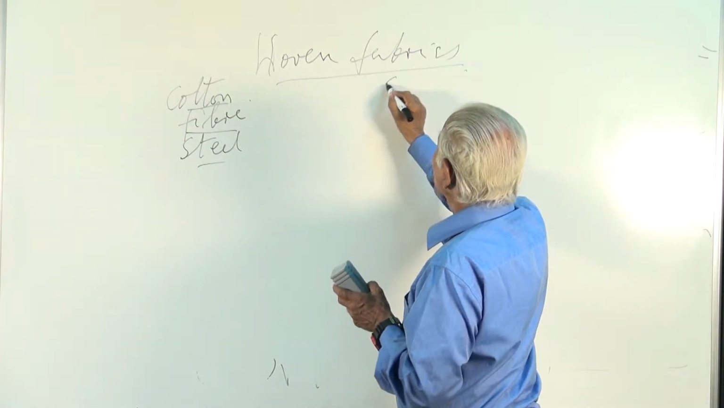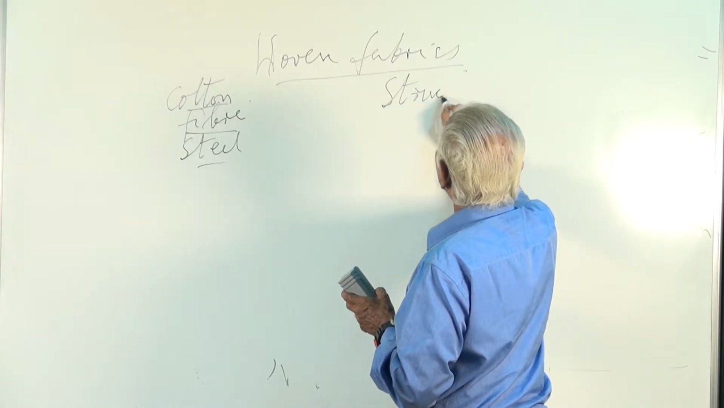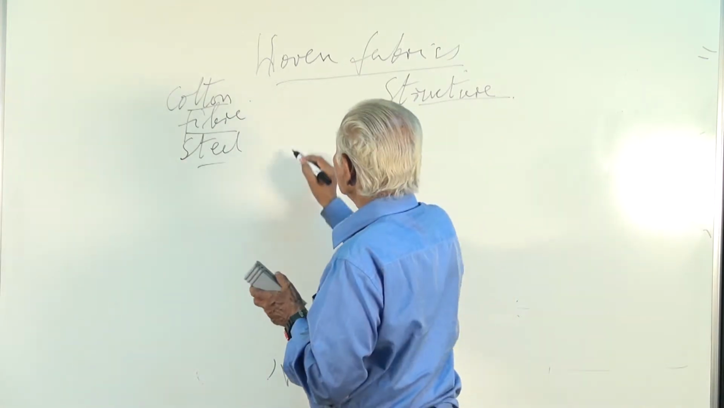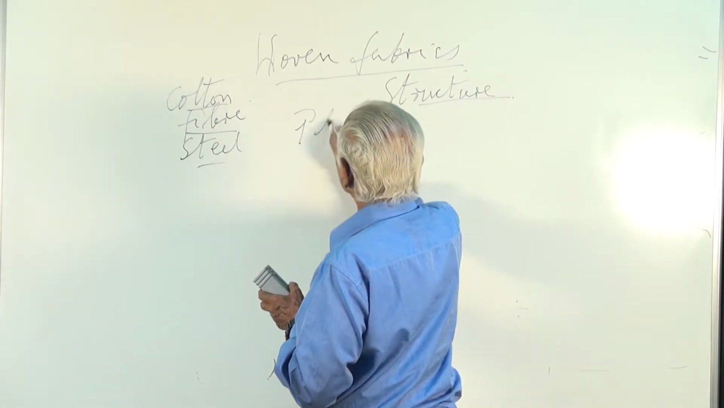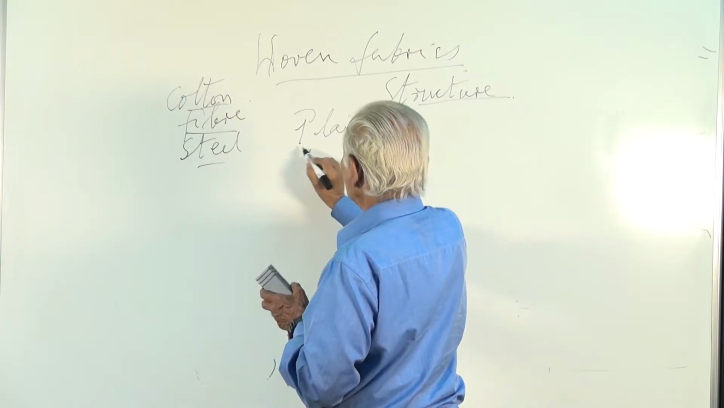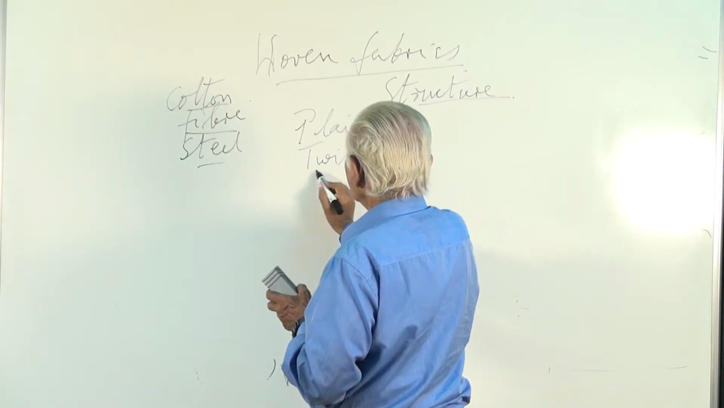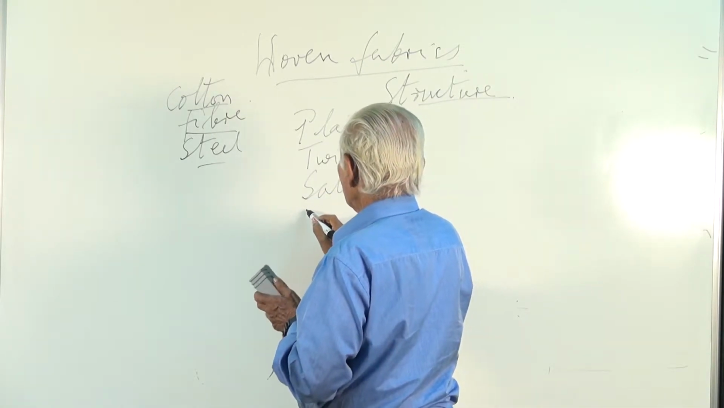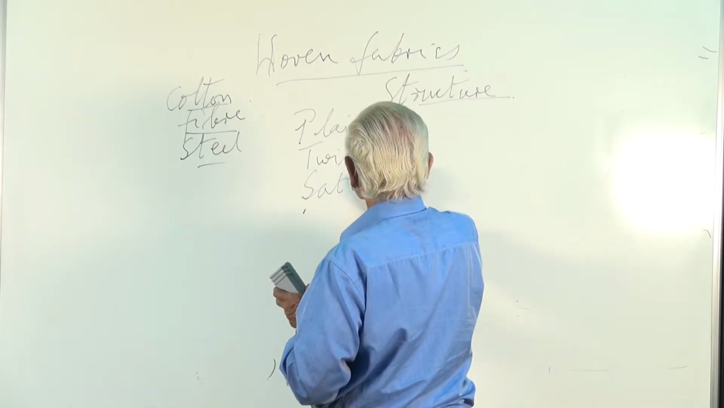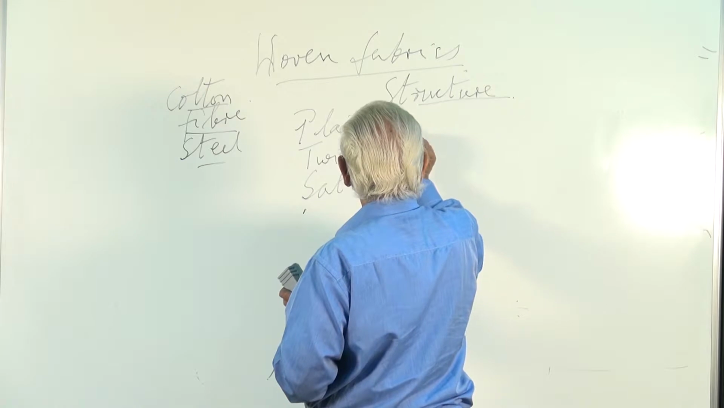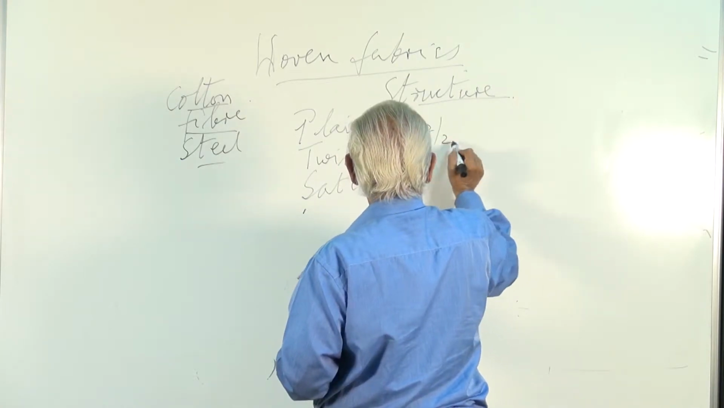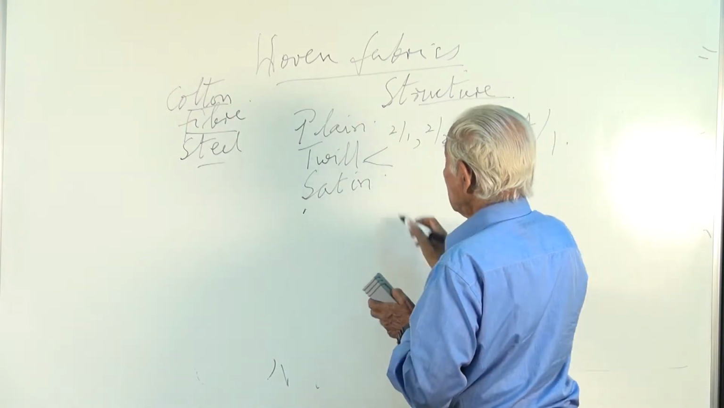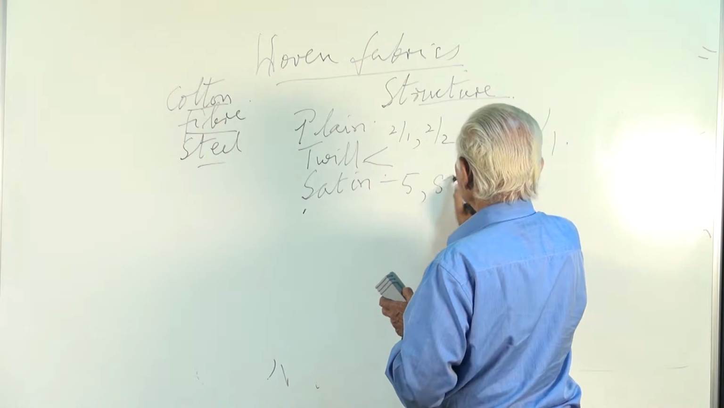And a woven fabric has got a structure. Some years ago, the structures were represented by terms such as plain, then twill, sateen, then in twills there are several types, say 2 up 1 down, 2 up 2 down, 3 up 1 down, or 4 up 1 down, as the case may be, and sateen also, 5 end sateen, 8 end sateen, 10 end sateen.